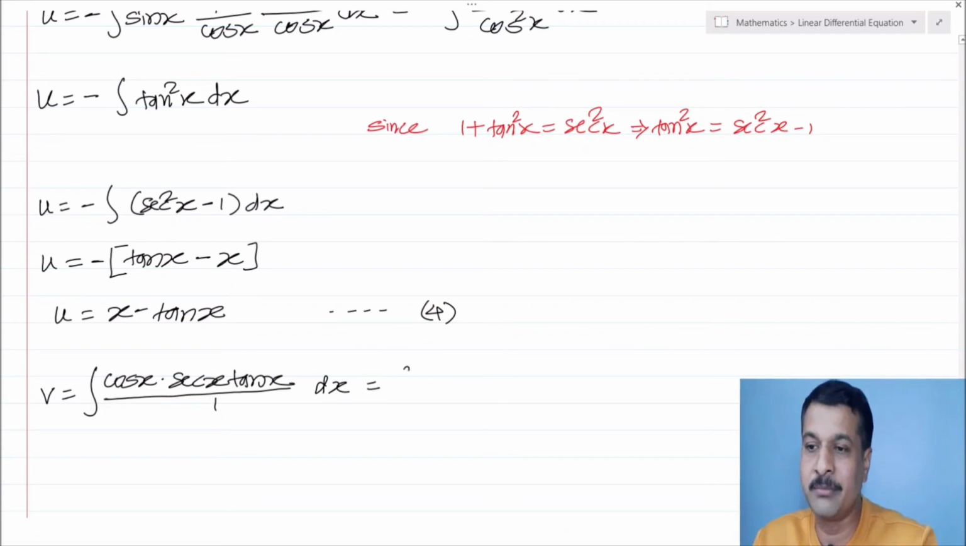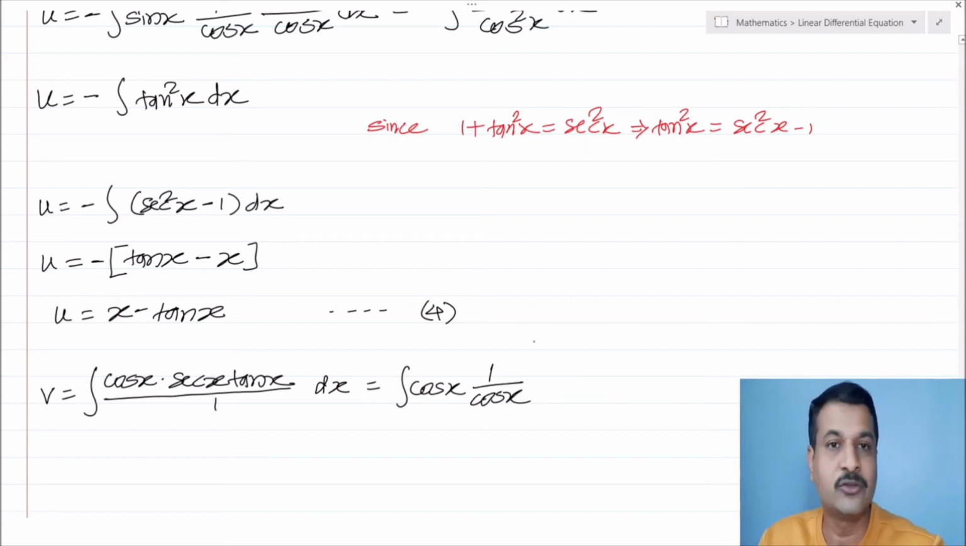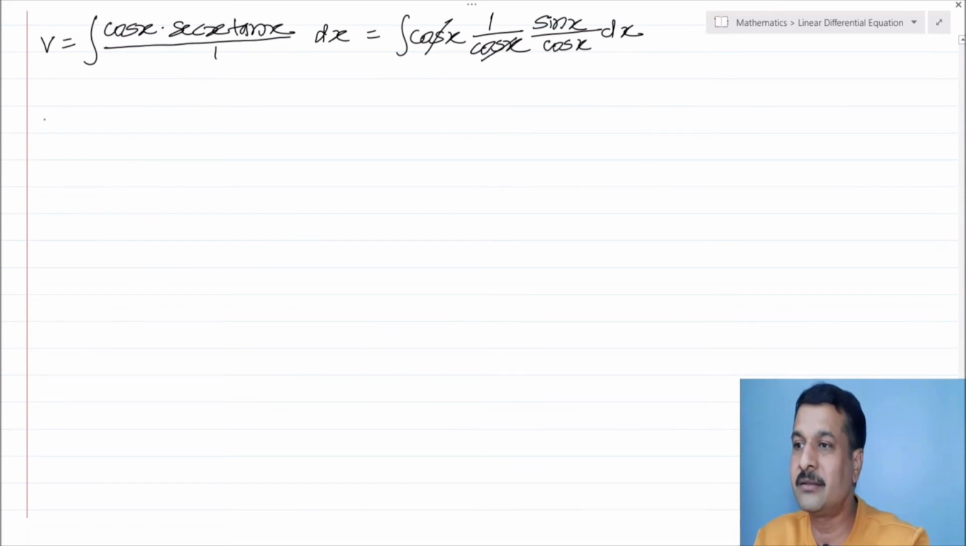So if we simplify it, I am getting cos x, sec x is 1 by cos, it cancels with cos. Normally if the integrand contains sin or cos, you convert every part into sin and cos, because most of the formulas we know are in sin and cos. So this cos and cos get cancelled. So I am getting sin by cos, which is simply tan x.